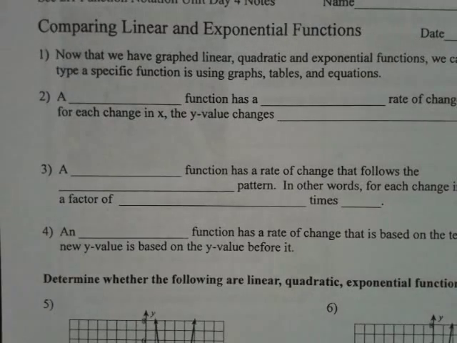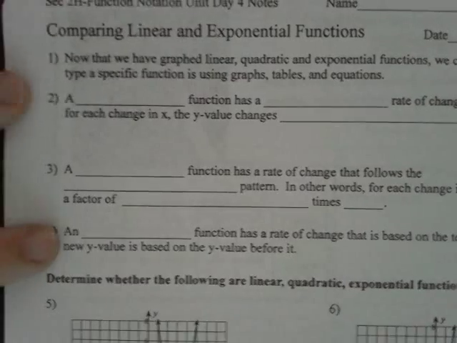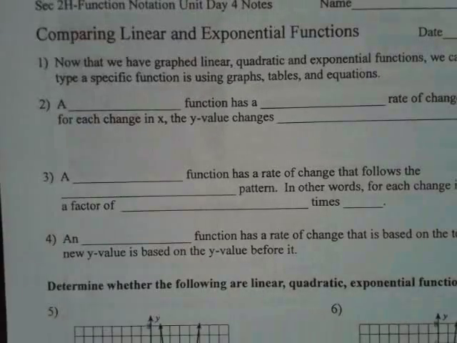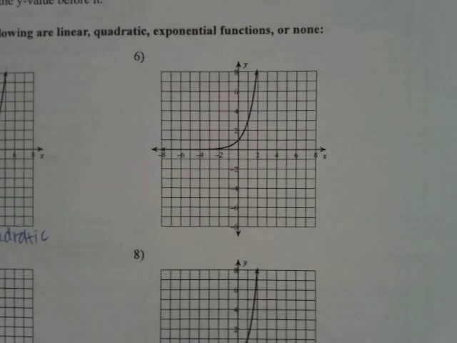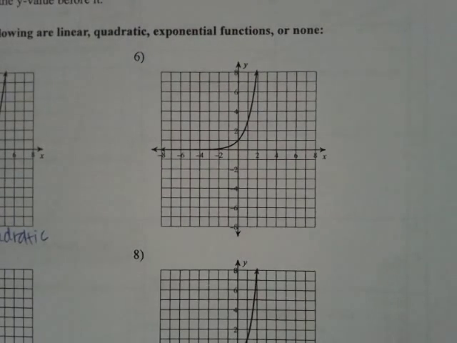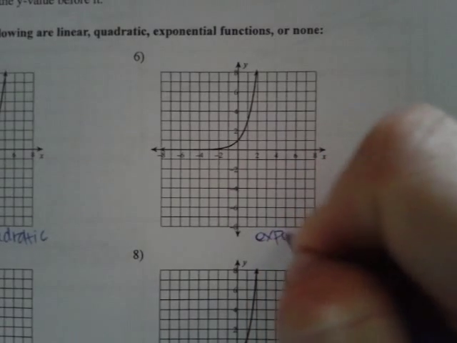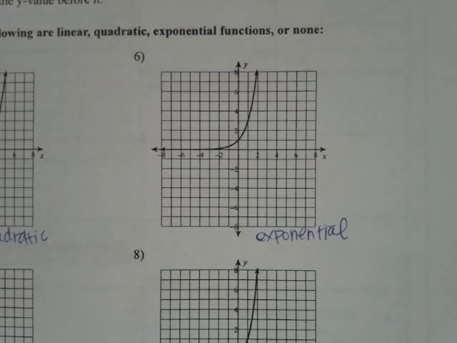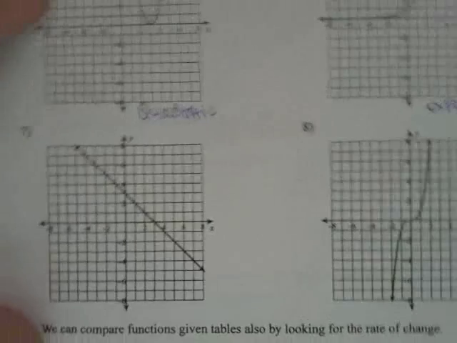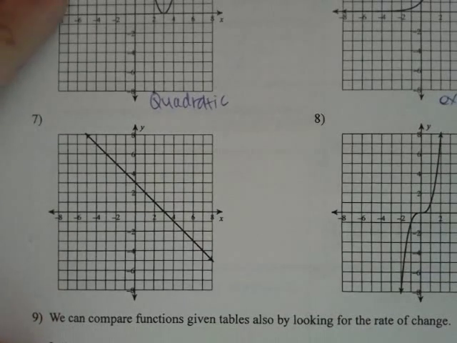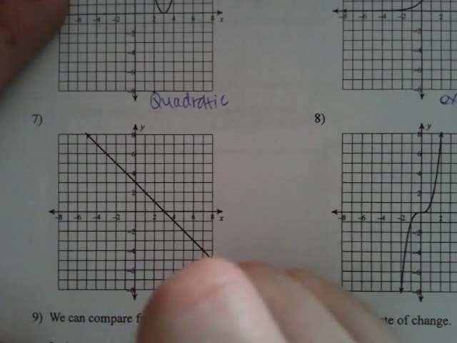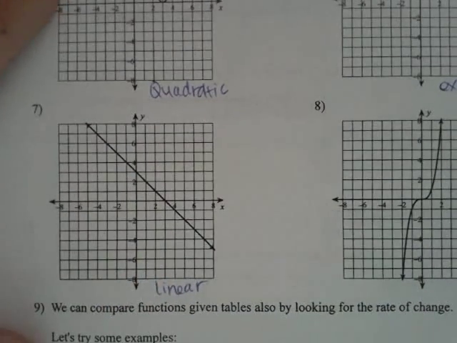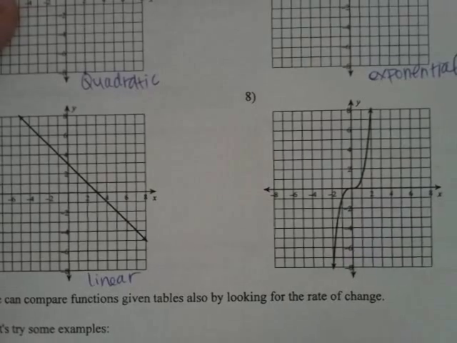Number 6. Now we didn't fill out this top part right here because that's the chart that I just put on the board. I'm hoping that the chart helps a lot more than this fill in the blank would. Number 6. What kind of function is that? Number 7. It's linear. Just a line. And number 8.